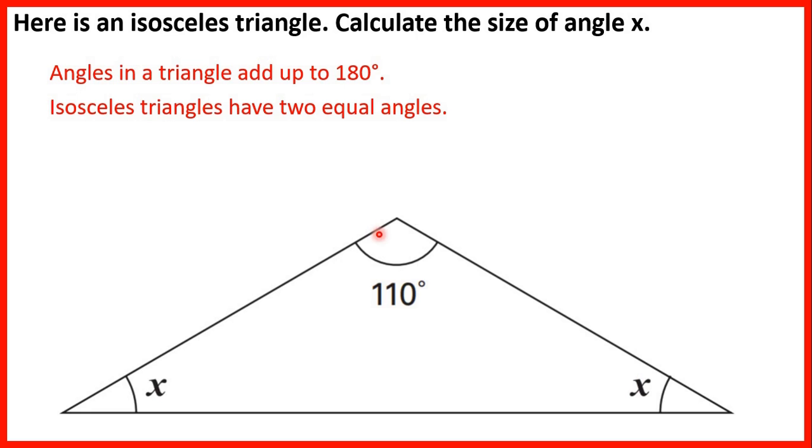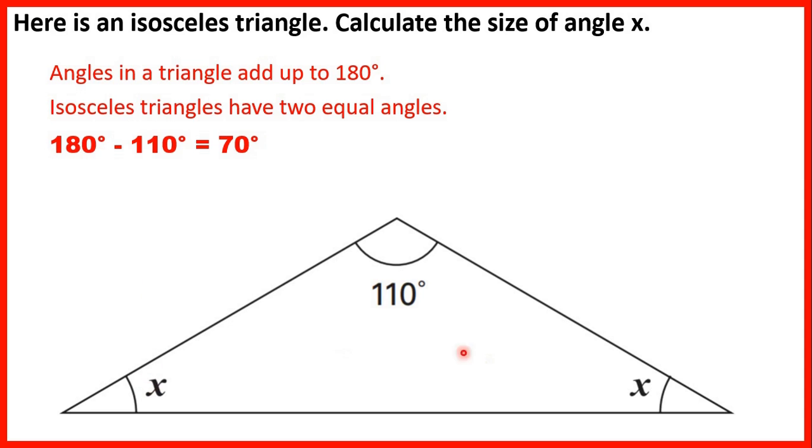So we know that the total has to be 180. So 110 plus X will be 180. So if we subtract 110 from 180, that tells us that the angle X's together will be 70. So these 2 angles here will have a total of 70, because 70 plus 110 gives us 180.